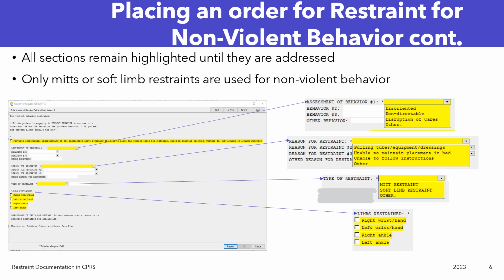When placing an order for restraint for nonviolent behavior, all sections of the order will remain highlighted until they are addressed. This will require you to select an option, either by clicking or choosing from the drop-down menu. Once all highlighted sections have been addressed, you will be able to proceed to the next step.